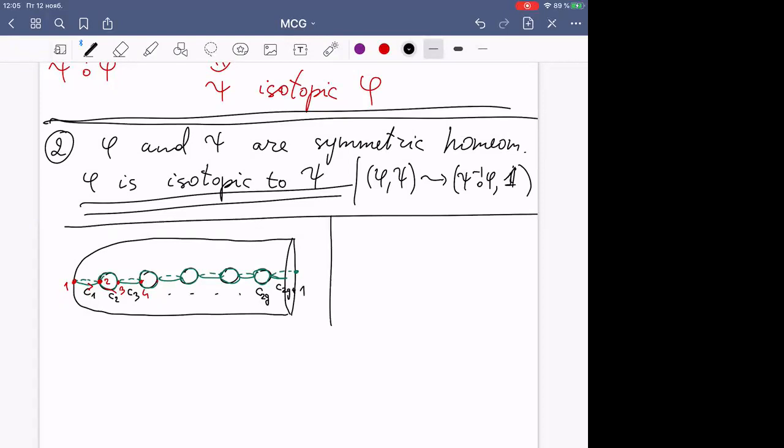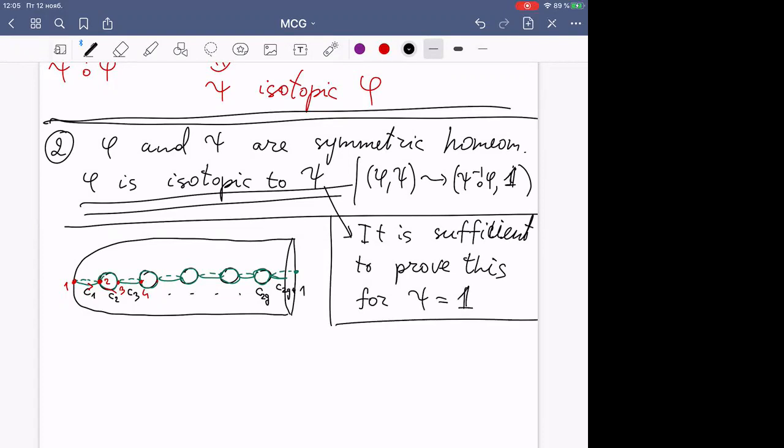the consequence is that it is sufficient to prove this for psi. We may assume that one of the homeomorphisms is just the identity. So the situation is as follows. We do not want to think about two homeomorphisms. We just have one symmetric homeomorphism.